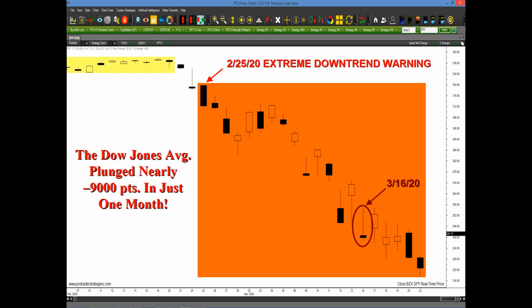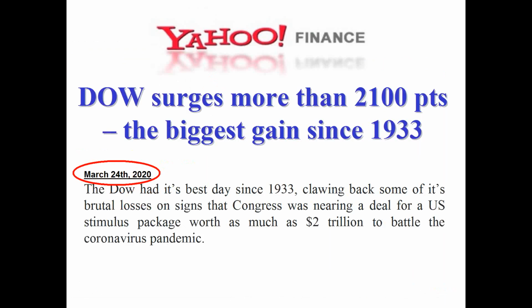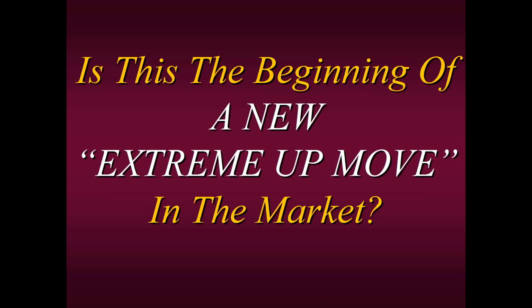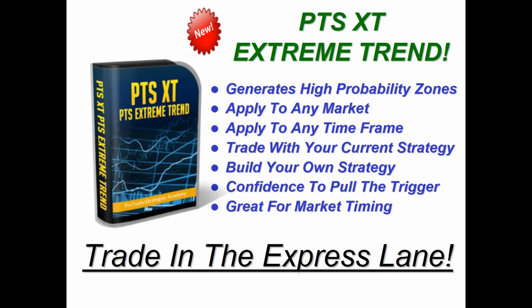Now, guess what? This was yesterday. The Dow surges more than 2,100 points, the biggest gain since 1933. All right, this was yesterday. So ask yourself, is this the beginning of a new extreme up move in the market? Well, you can only find out if you have the tool on our platform, okay? So this is the beauty of this tool.